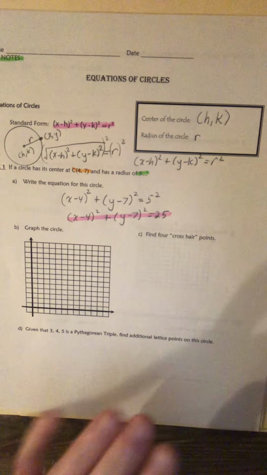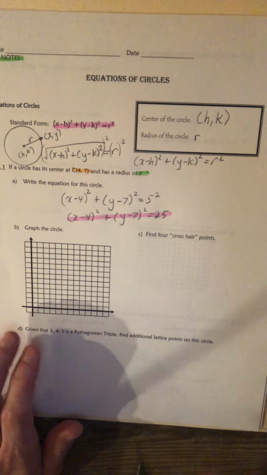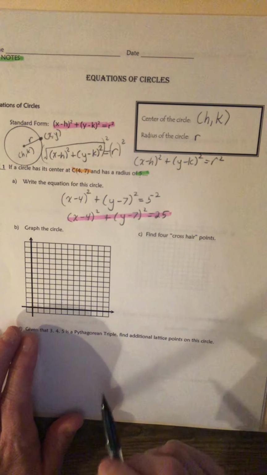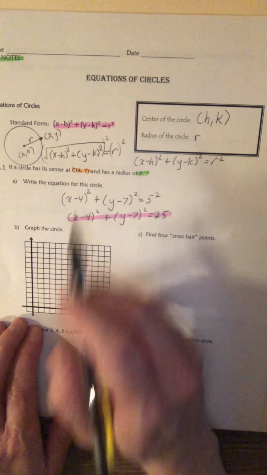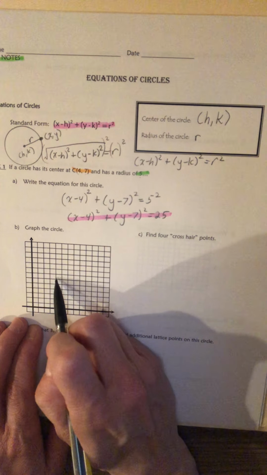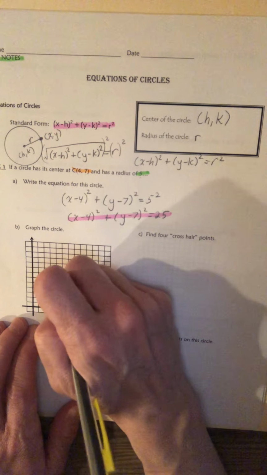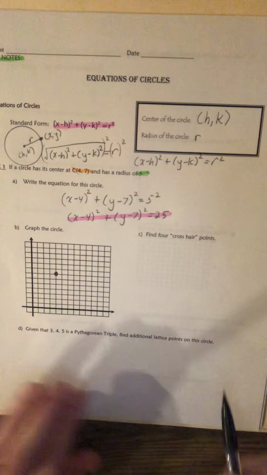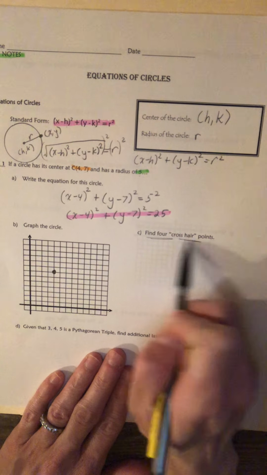Now, if you're going to graph it, what you're going to do is start by graphing the center. Your center is (4, 7). 1, 2, 3, 4, then 1, 2, 3, 4, 5, 6, 7. This is my center, (4, 7). Now, right here it says find 4 crosshair points.